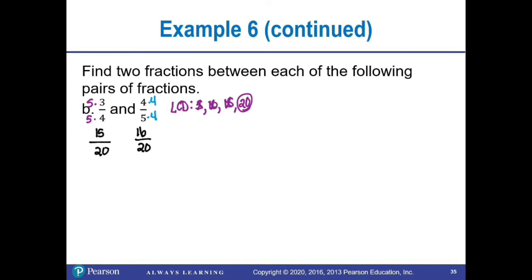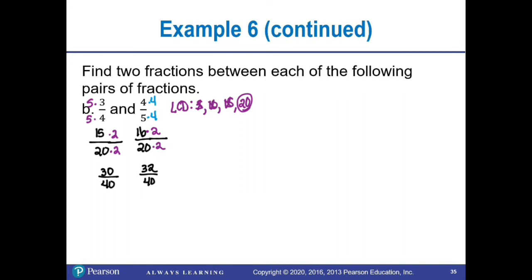Now, I don't have a whole number between 15 and 16. Just like I did in the previous example, I'm going to double the denominators. And if I double the denominators, I also have to double the numerators. 15 times 2 is 30, and 20 times 2 is 40. In the second fraction, 16 times 2 is 32, and 20 times 2 is 40. I do have a fraction in between these two. 31 over 40 would be between my two given fractions.